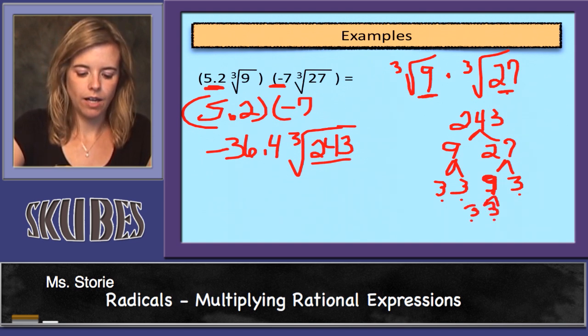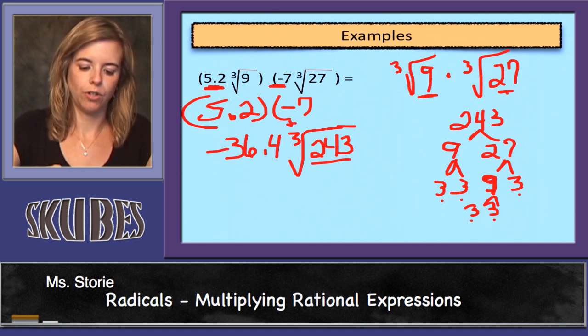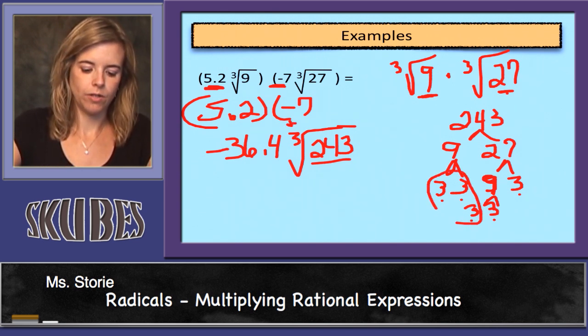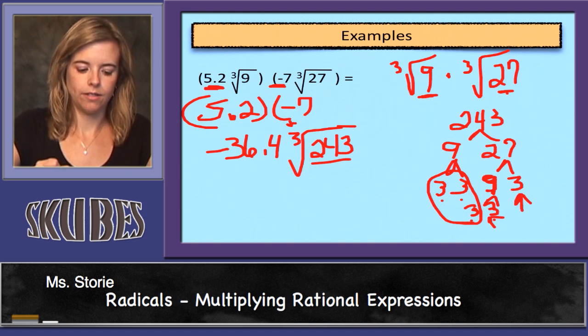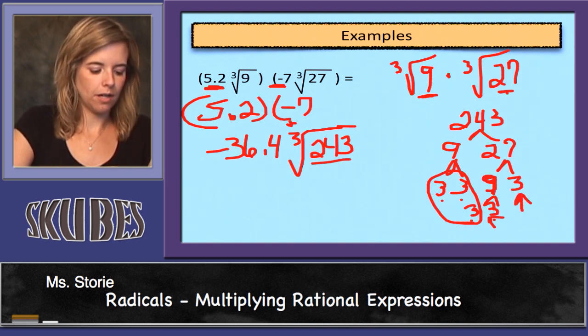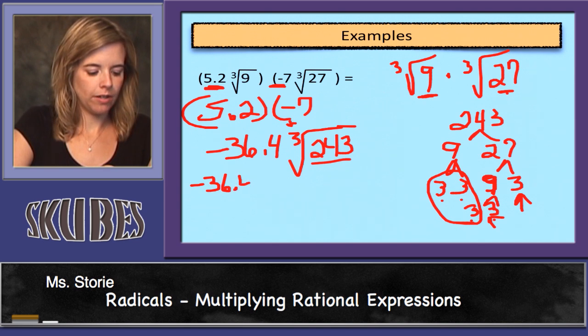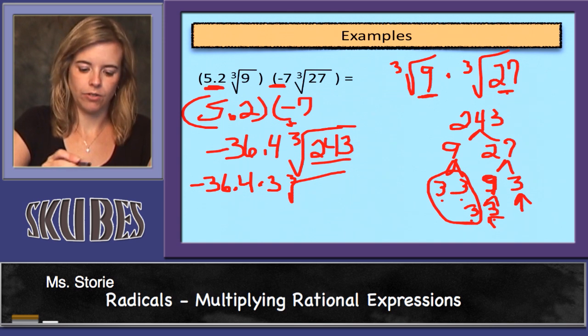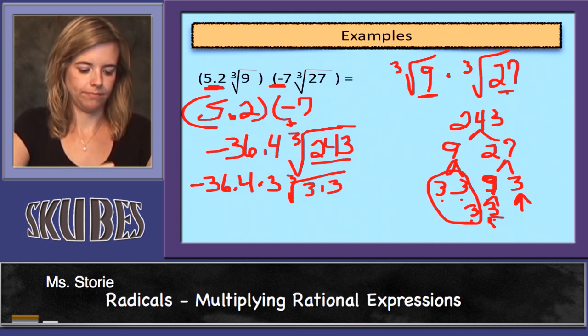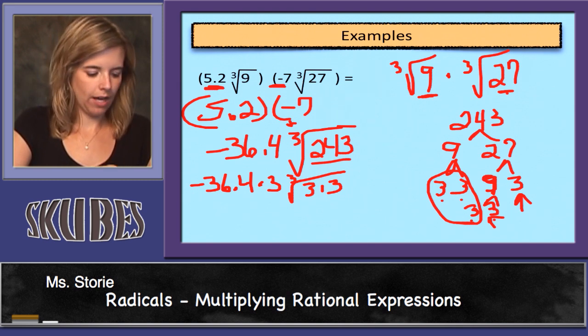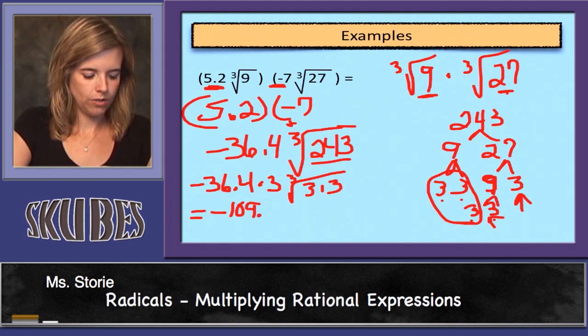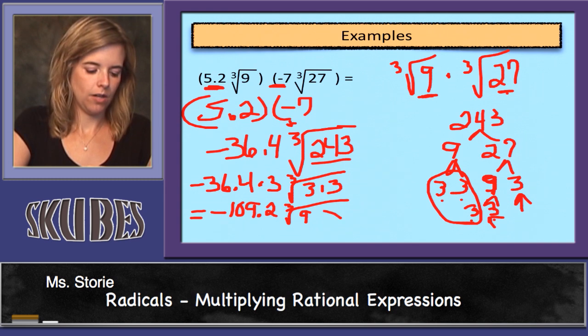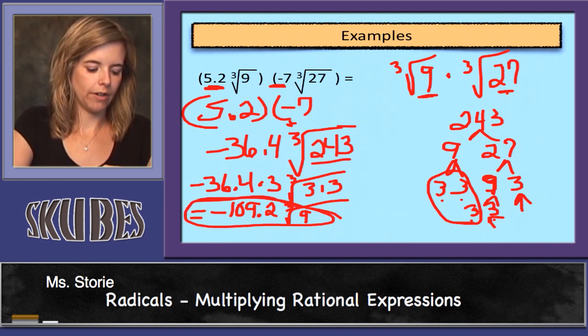Okay, because we've got a 3 as an index right here, we're looking for cubes or groups of 3. So we've got 1, 2, 3, and then we've got 2 3's lonely left over. So the group of 3's comes out, and it gets multiplied by the number that's already out there. And then we still have the cube root of the 2 lonely leftovers, which is 3 times 3. If we finish multiplying everything out, we're going to get negative 109.2. And then we're going to have cube root 9. So right here would be our final answer.